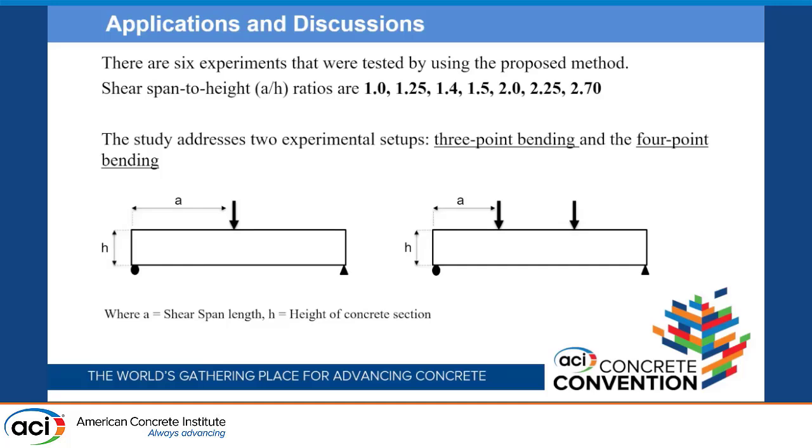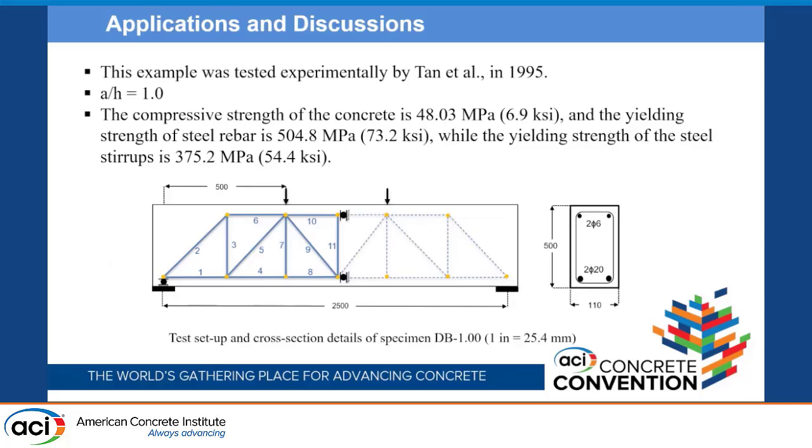I would like to say that we compared with 7 different deep beams with different A/H ratios from 1 to 2.7. Some of them were 3-point bending, some of them were 4-point bending. I don't have time to go through all 7, so I picked the first one and the last one, and then I show the results for all of them in a table. So this is A/H equals 1. We analyze half of the beam because of symmetry.